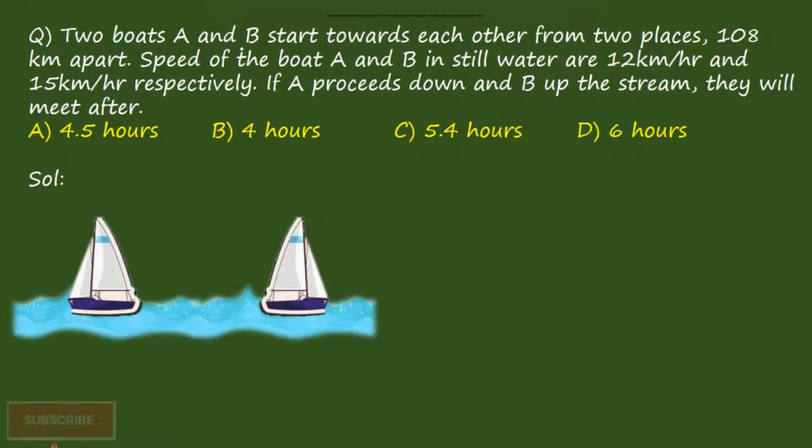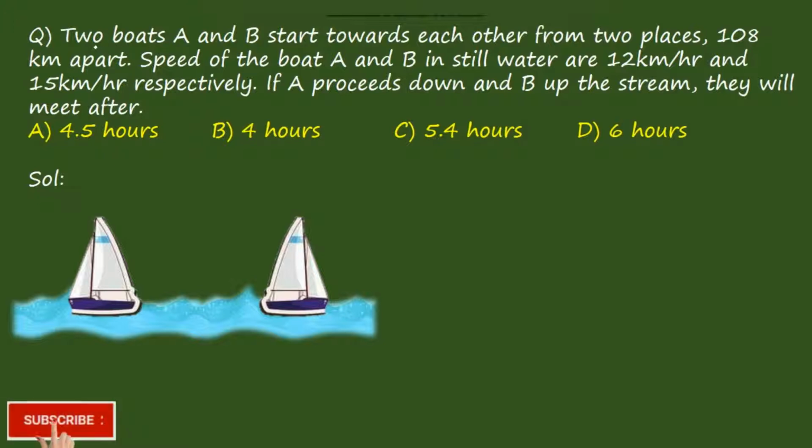Next question. Two boats A and B start towards each other from two places 10 kilometers apart. Speed of the boats A and B in still water are 12 kilometers per hour and 15 kilometers per hour respectively. If A proceeds down and B up the stream, they will meet after. Okay, first we understand the question.